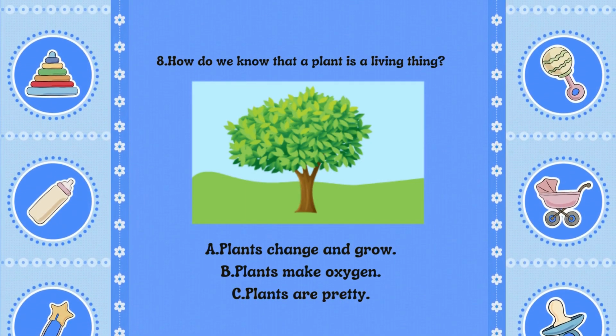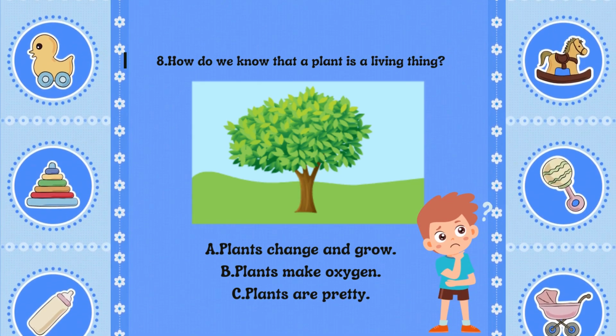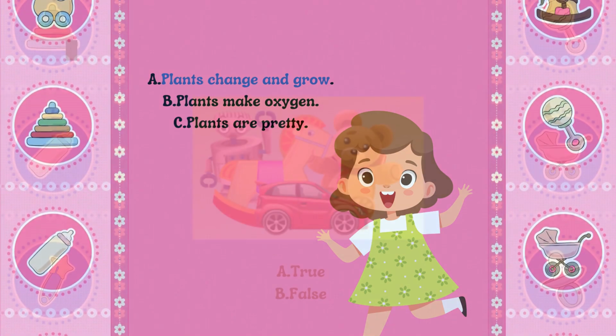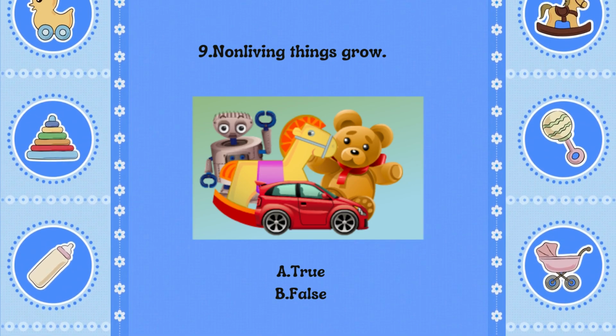How do we know that a plant is a living thing? Plants change and grow. Non-living things grow. Tell us whether it's true or false.